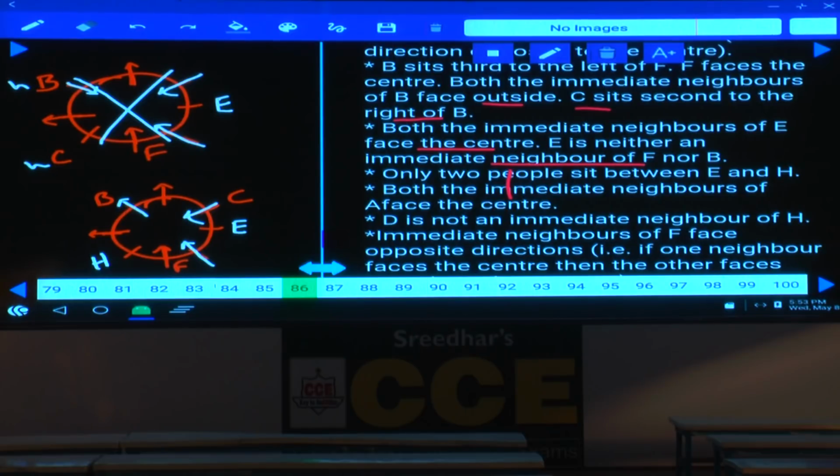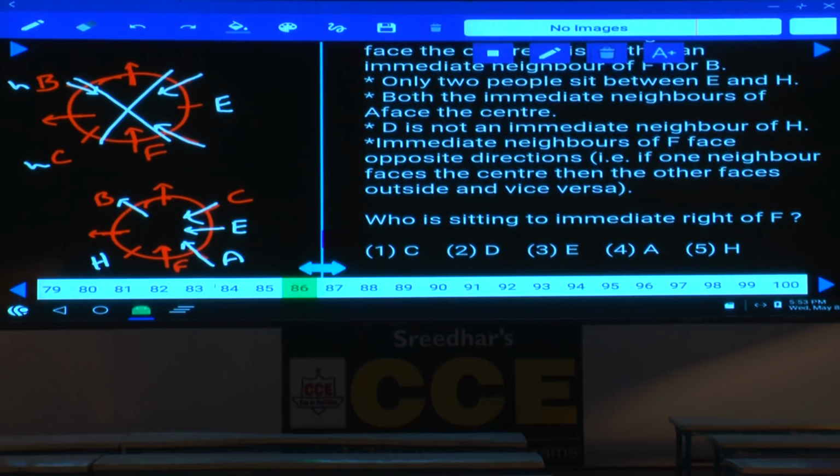Immediate neighbors of A are facing towards the center. Where can it be? F and E in between. Immediate neighbors of A are facing the center, which means E must also be facing towards the center. Then D is not an immediate neighbor of H. As D is not an immediate neighbor of H, D must be here. Immediate neighbors of F face the opposite direction. F is in the opposite direction, A is inward, H will be outside, and hence who is the person left over? A, B, C, D, E, F, H, and G is the person left over. Done?